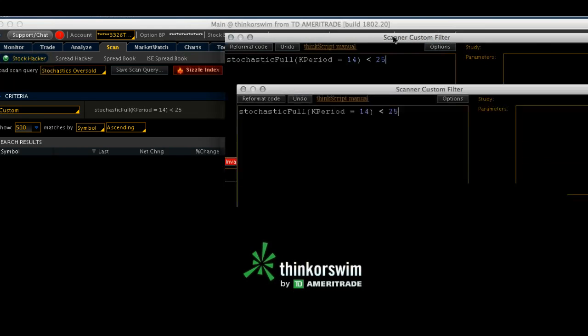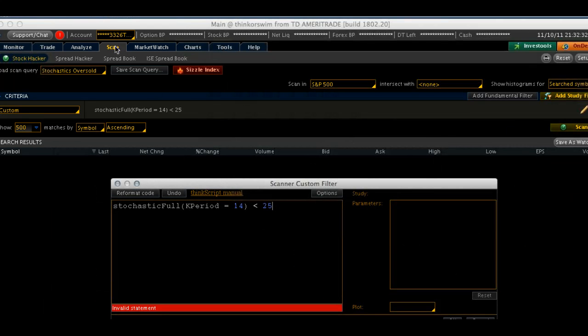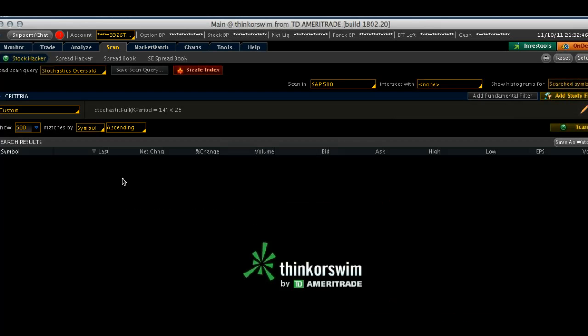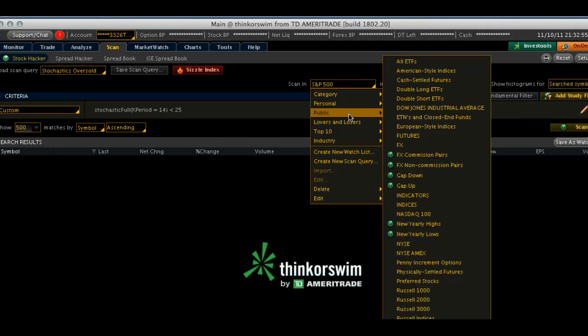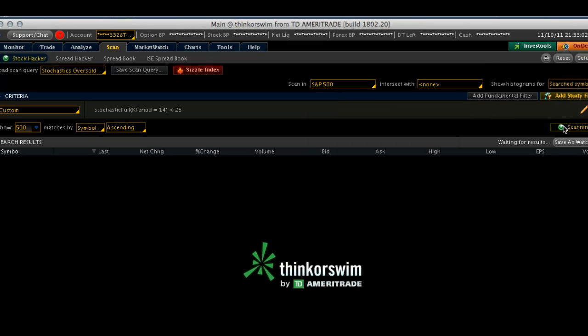But if you go to the scan tab here, you can do stochastics full K period equals 14, because John uses 14, 3, and 3. If the 14 is less than 25, then it's oversold. Let's say we want to go to the S&P 500. You can go to public, S&P, Russell 2000. Let's say we do the S&P 500, and then you just hit scan.